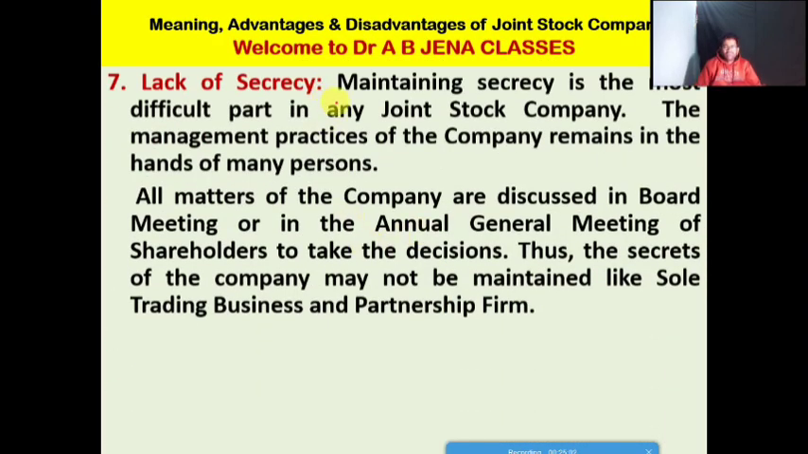Then the lack of secrecy. What happens in the case of a sole proprietorship firm or a partnership firm? The secrecy can be maintained, but in the case of a joint stock company, secrecy may not be maintained, and it is also a very difficult part. The management practices of a company remain in the hands of many persons. As we know, board of directors meetings are there, shareholders meetings are there. All the directors are the members of the board of directors meetings. Similarly, in the case of a shareholders meeting, all the shareholders are members. So that's why it is very difficult to maintain secrecy. All matters of the company are discussed in board meetings or the annual general meeting of the shareholders to take decisions. So the secrecy of the company may not be maintained like the sole trading business or the partnership firm. So friends, I am hopeful that now we are clear.